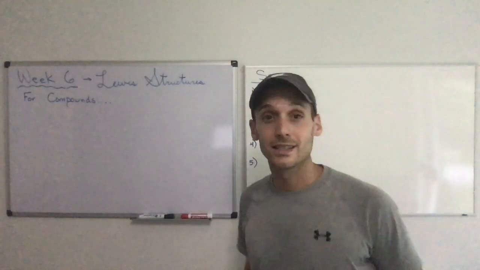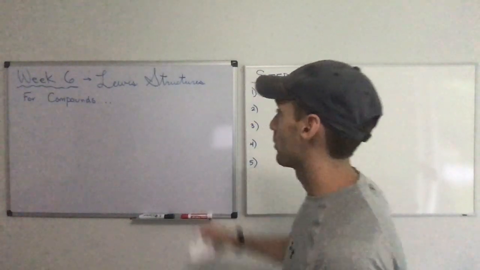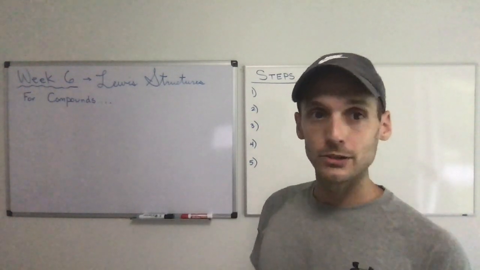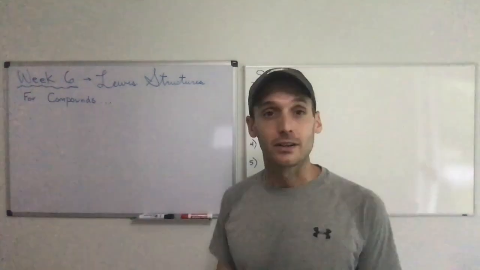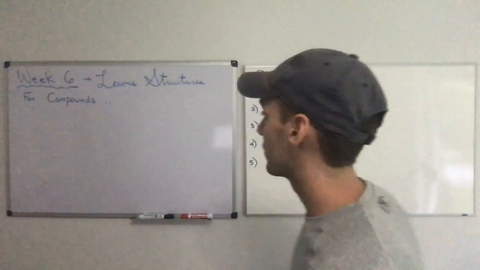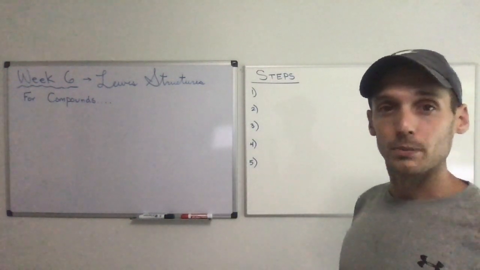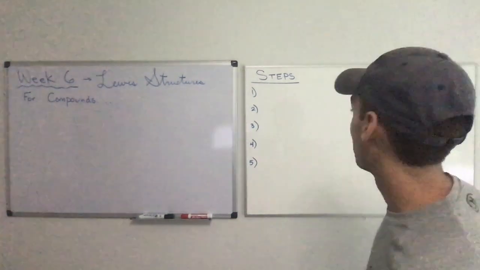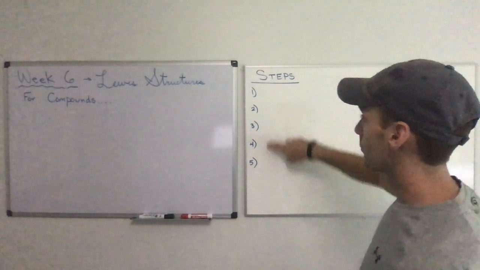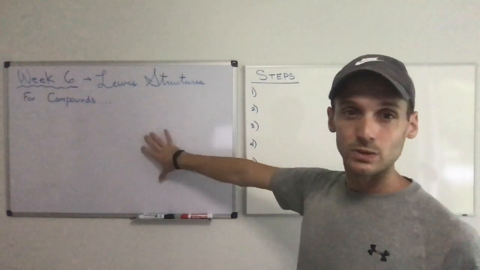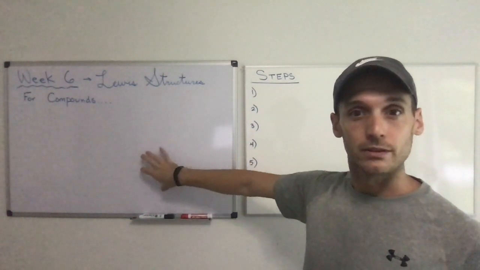Okay, so now we're going to take this a little further and draw Lewis structures, not just for single atoms like we just got done doing, but now for entire compounds. Okay, so this is kind of a stepwise process. You need to do this process in the order that we lay out here. So I'm going to write out the steps over here on the right hand side while I do the steps in an example over here on the left.